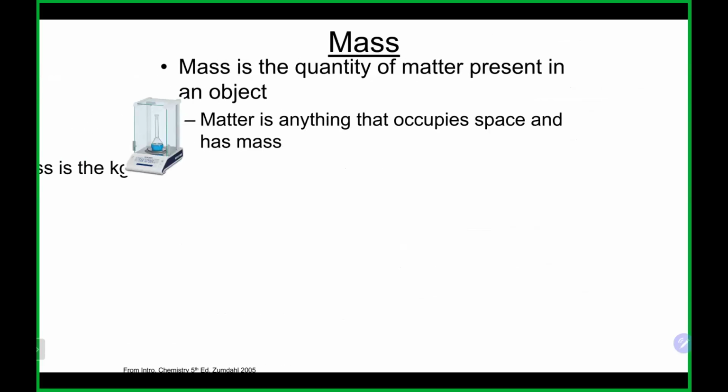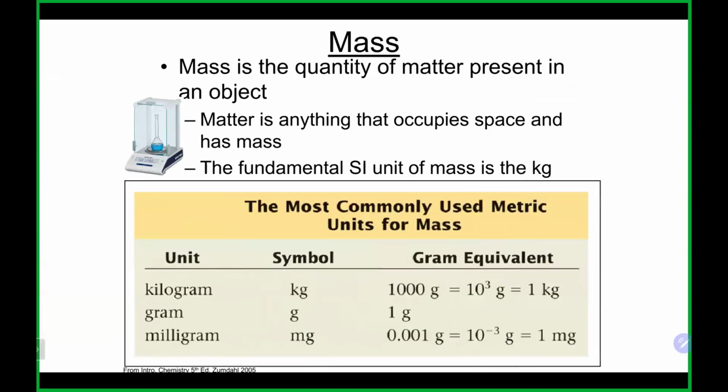Now, mass is the quantity of matter that's present in an object. Matter is anything that occupies space and has mass, so it's pretty much anything. When we talk about matter, oftentimes we talk about the three states of matter, which is solid, liquid, and gas.